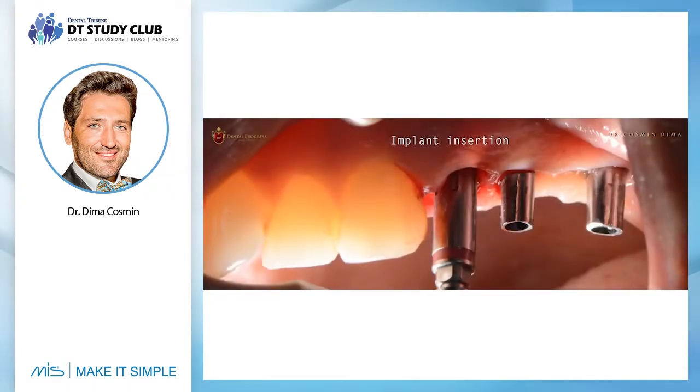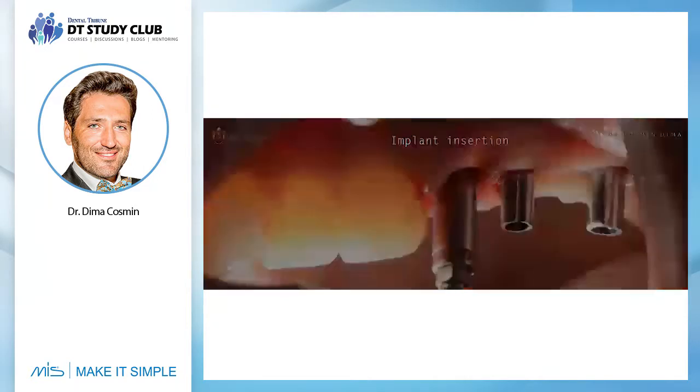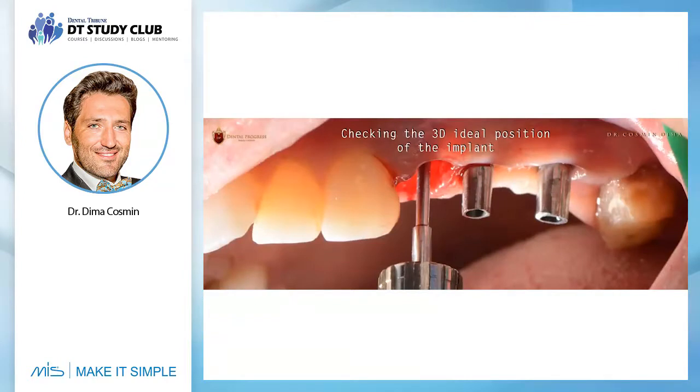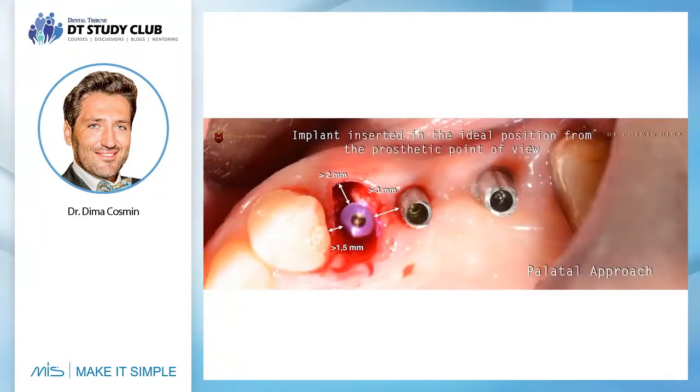piezosurgery. And then we have to insert the implant in the ideal position from the prosthetic point of view. And you can see here how we check it from different angles, and it's better to check it from different angles, otherwise you can see it too late that the position is not ideal and you have to use some angulated abutments or make some more intervention to put it in the ideal position. So now we can see the implant.